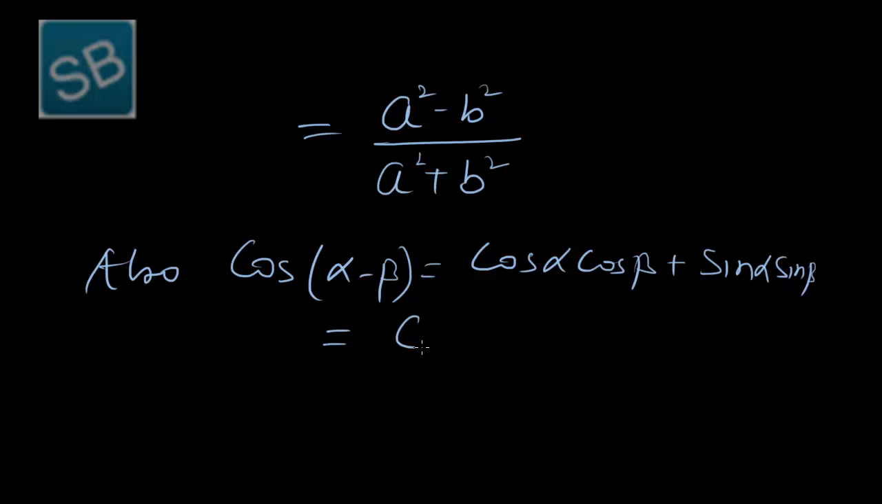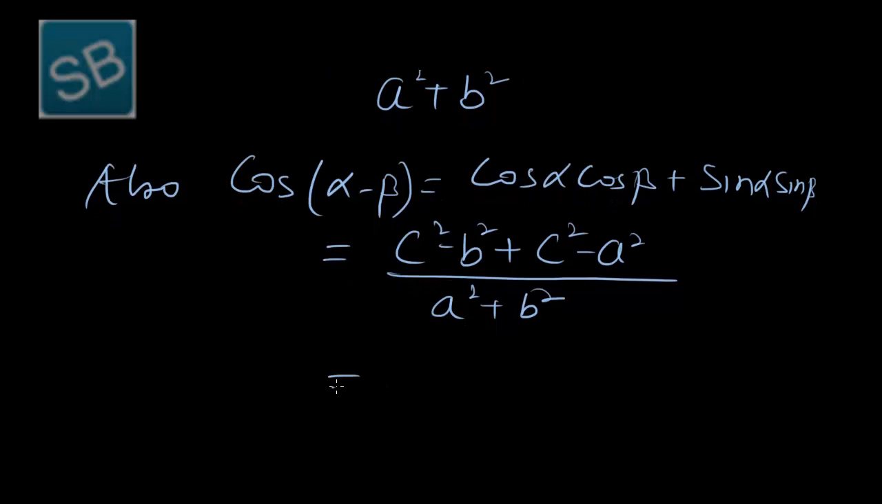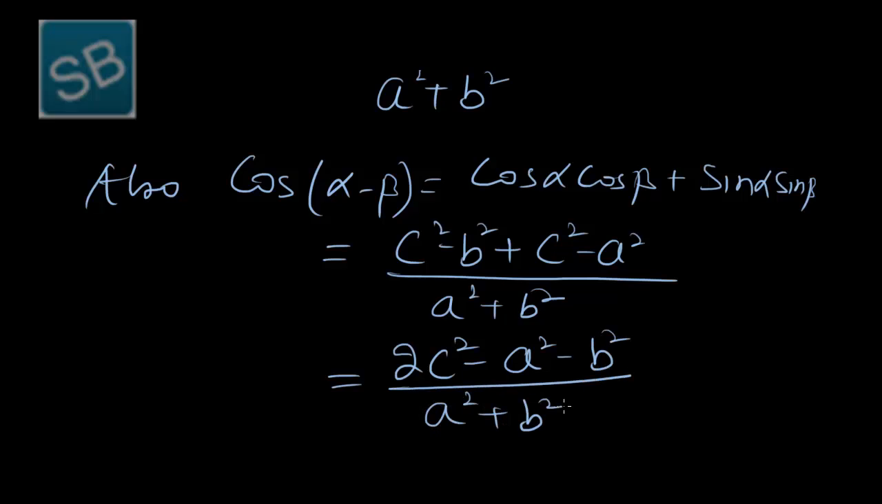That will become c square minus b square over a square plus b square, plus c square minus a square over a square plus b square, and that gives the value 2c square minus a square minus b square over a square plus b square. So that is our required result. If these are the roots of the given expression and we have to find cos alpha plus beta or cos alpha minus beta, we have to use such tricks to solve this question.